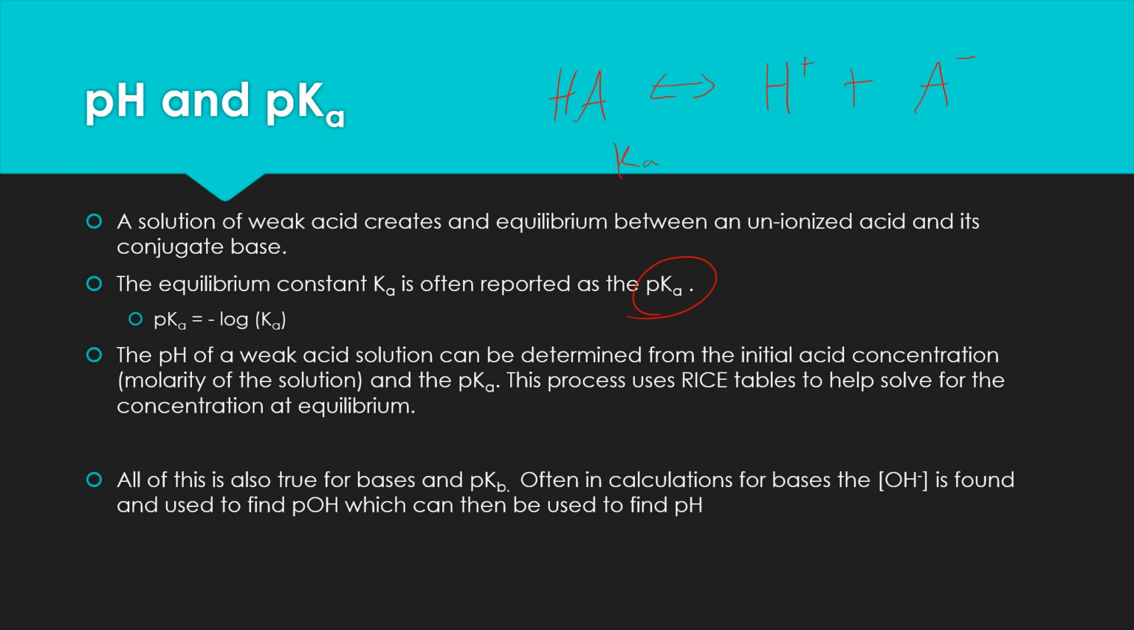The pH of a weak acid solution can be determined from the initial acid concentration, or molarity of the solution, and the pKa value. This process uses RICE tables, so those are still being used here to help solve for the concentration at equilibrium. All of this is also true for bases and what we call the pKb, the P of the equilibrium constant for the base. Often in calculations for bases, the hydroxide ion concentration is found and used to find pOH, which can also be used to find pH. So we kind of go in that circle of finding those different values as they relate to each other.